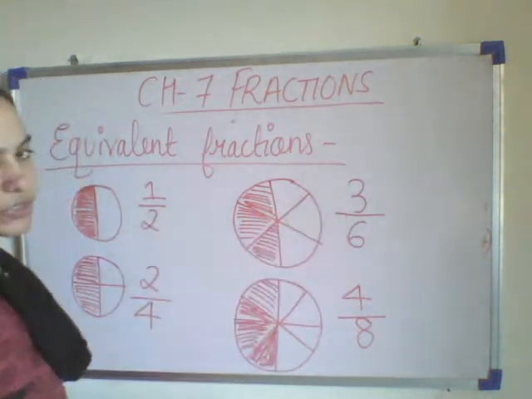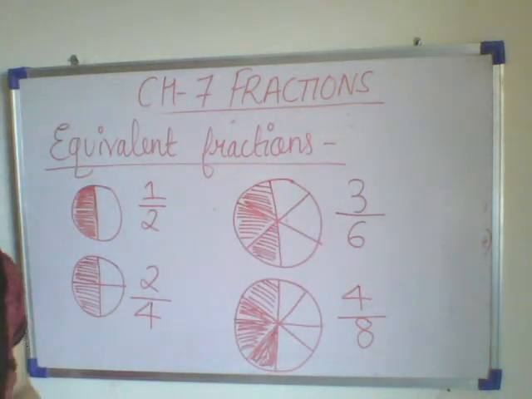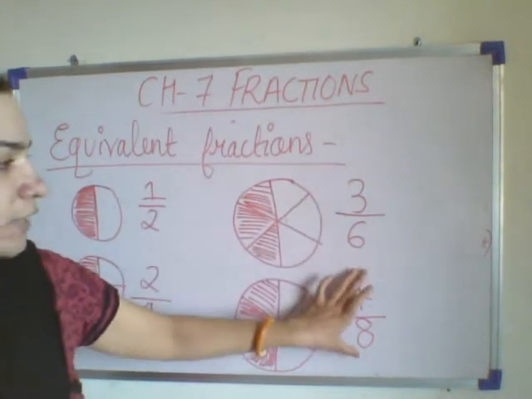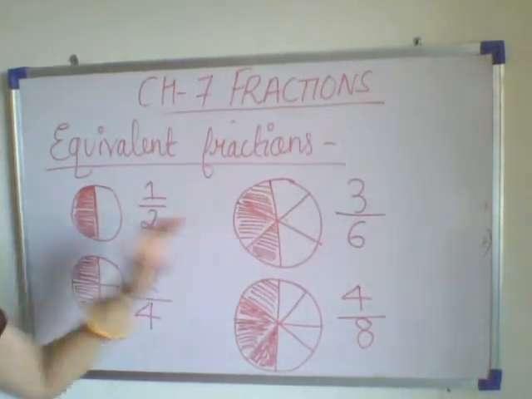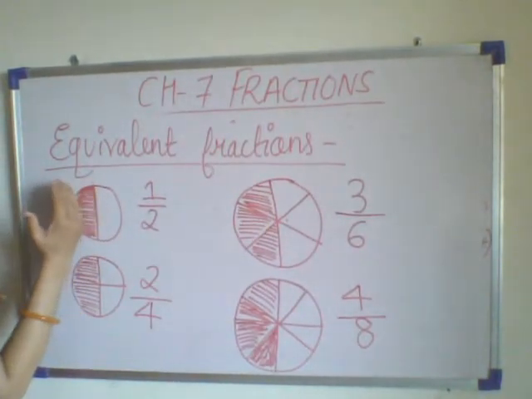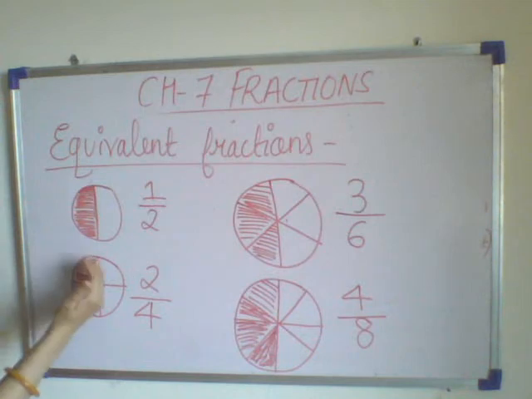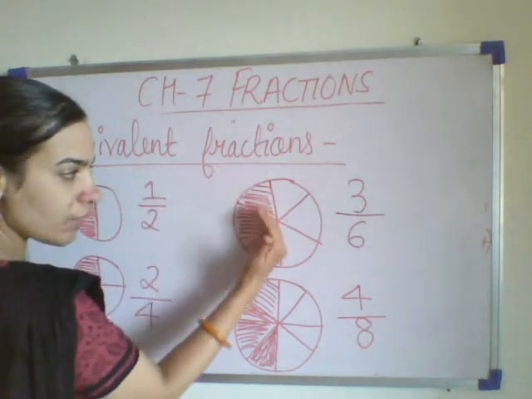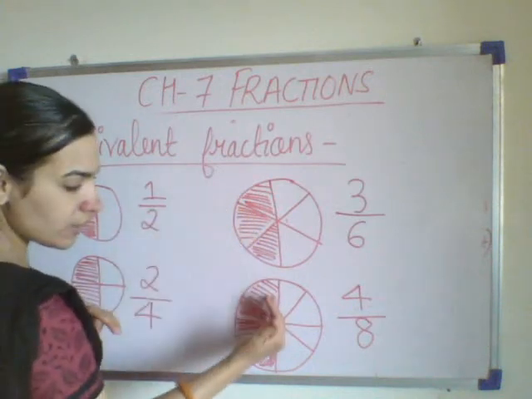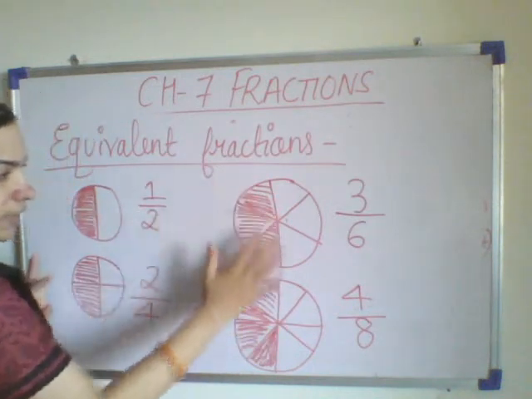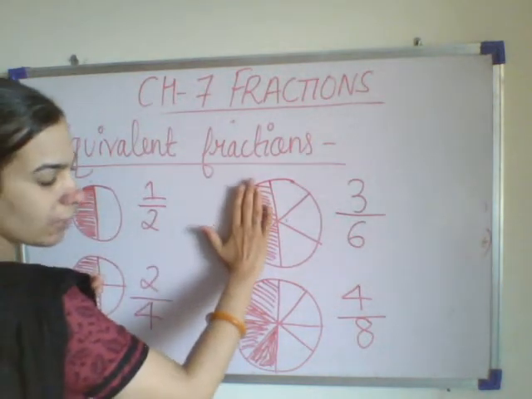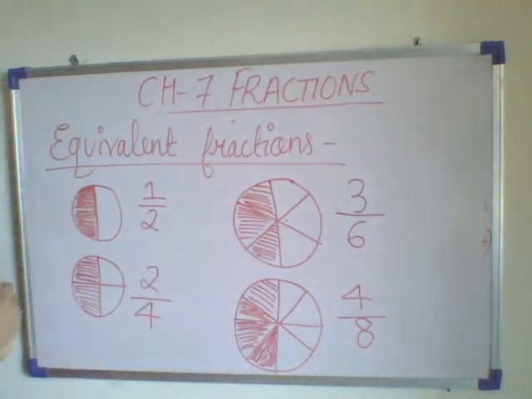These 4 fractions are equivalent fractions. Why are we saying these 4 fractions are equivalent fractions? Just look at the figure. Here also half of the circle is shaded. Here also half of the circle is shaded. Here also half of the circle is shaded, and here also half. In each circle you can see one thing common, that only this half part is shaded.